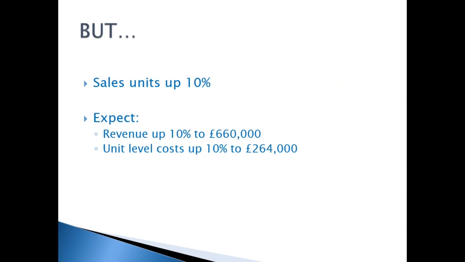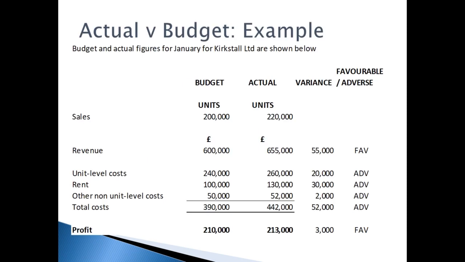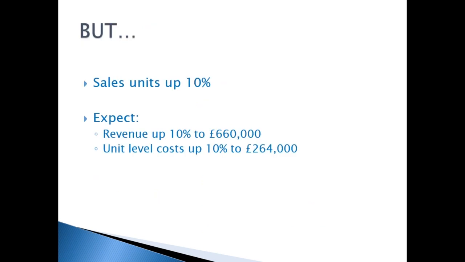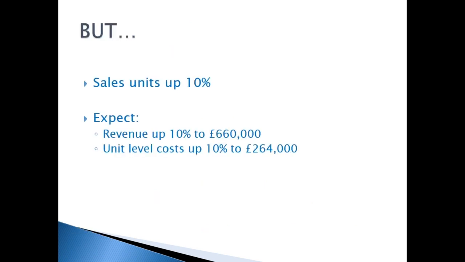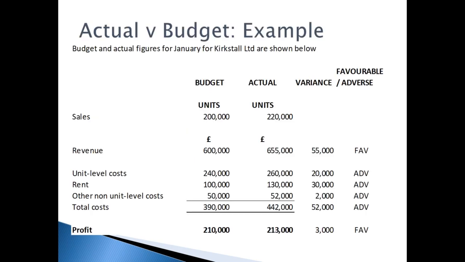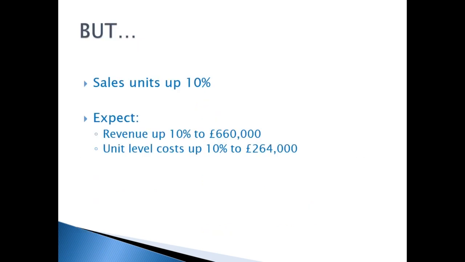But sales were up by 10%. Okay, they went from 200,000 to 220,000 units. So, if they're up by 10%, you'd have expected revenue to go up to £660,000. But it didn't. It went up to £655,000. And you'd have expected unit costs to go up 10% to 264 from 240, and they went up to 260. So things haven't quite happened as you expected.